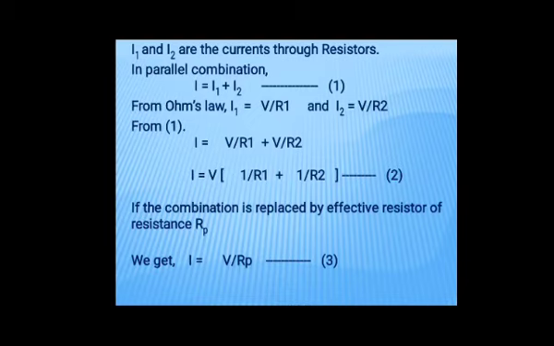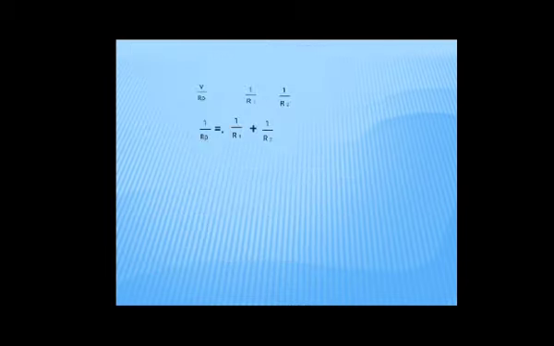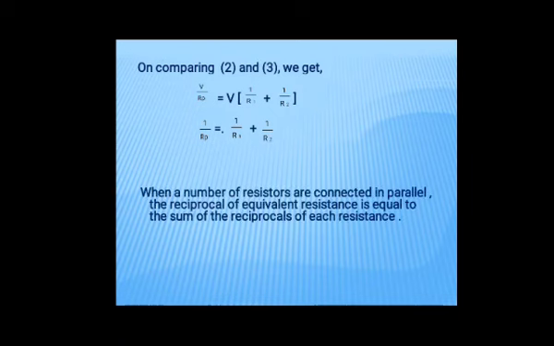When you equate, what you will get? V by Rp is equal to V into bracket 1 by R1 plus 1 by R2. So V gets cancelled. What you will get? 1 divided by Rp is equal to 1 by R1 plus 1 by R2. So what is the conclusion then? When a number of resistors are connected in parallel, the reciprocal of equivalent resistance is equal to the sum of reciprocals of individual resistances.